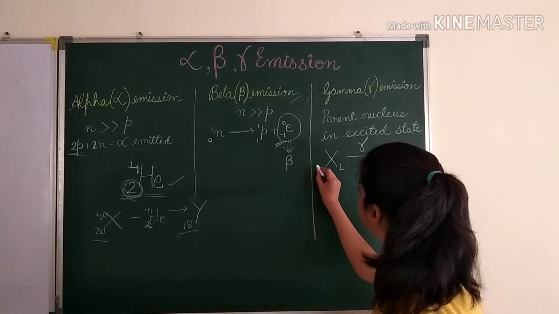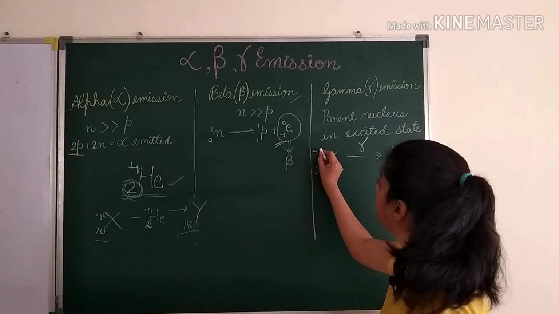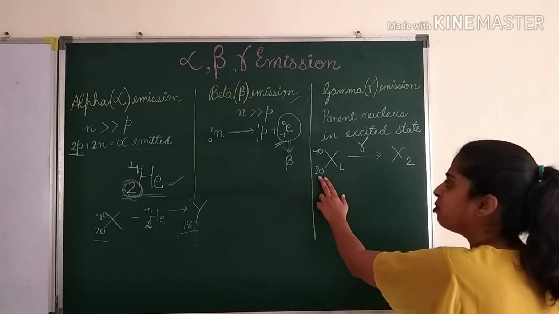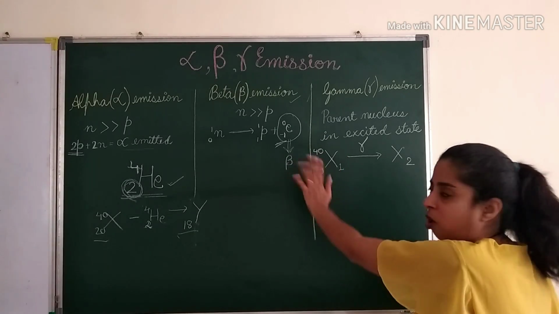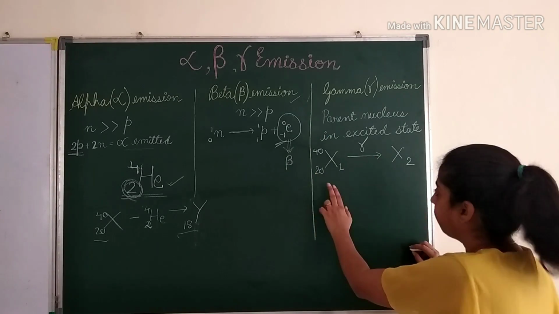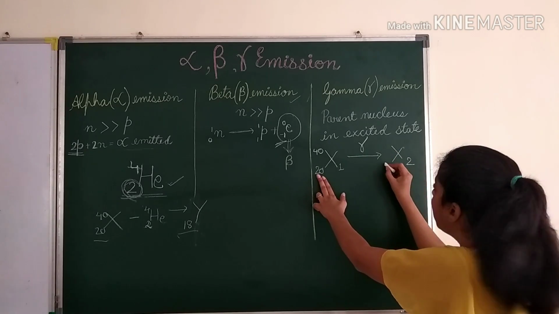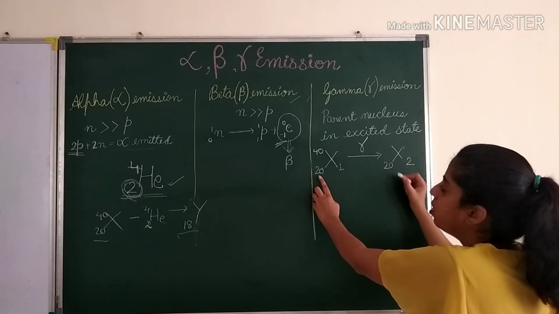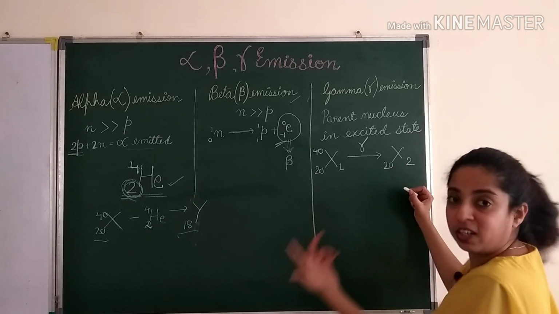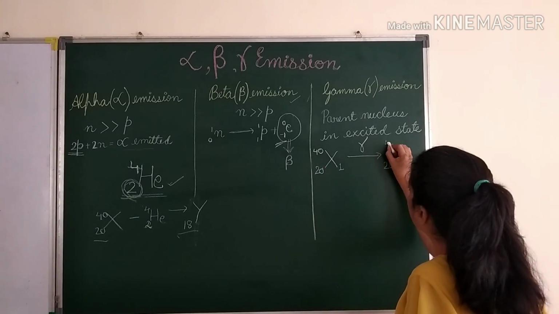So suppose again this was 20 and this was 40. I'm just taking this example. This is calcium and not radioactive. I'm just taking 20, 40. Okay. So whenever a gamma radiation is emitted, there is no loss of proton, so atomic number remains same. There is no loss of neutron, so this also remains same.